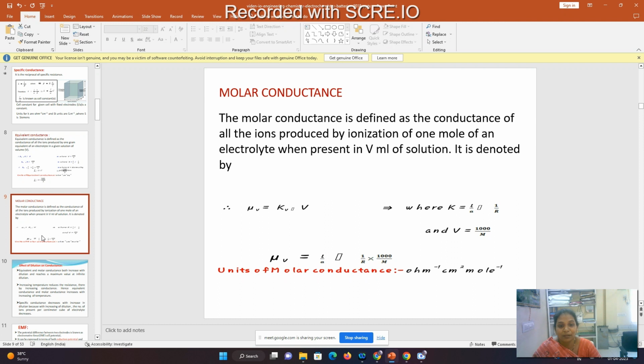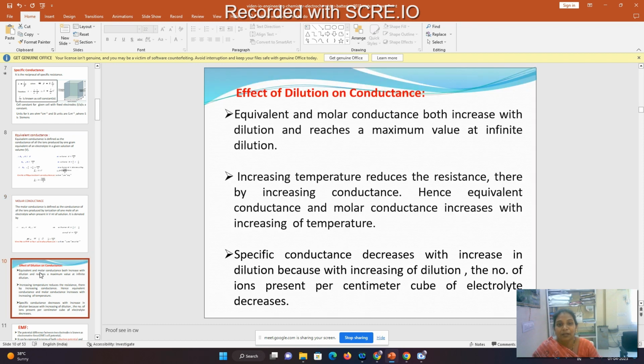If you substitute all the values in the equation, finally we get the molar conductance Λm = κ × (1/C), that is L by A into 1/R into 1000 by M. Units for the molar conductance are ohm inverse centimeter square mole inverse. And next, effect of dilution on conductance.